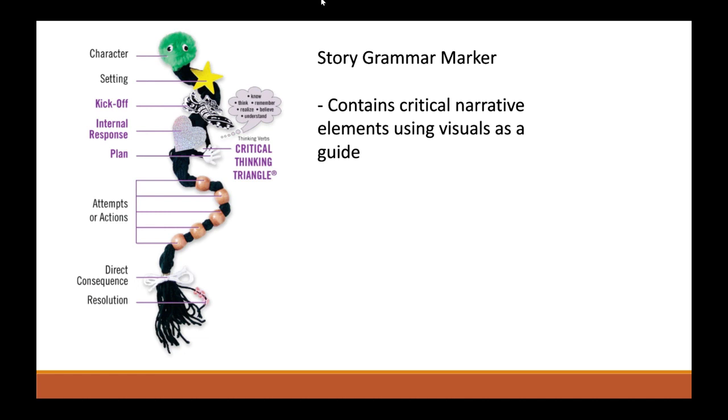So you guys may have heard of the story grammar marker. It is a purchasable material, and they've got a lot of other materials on their website, but the idea can be used in other formats. You can make your own materials, but the basis is that it contains the critical narrative elements using a visual guide. So here on the left, we see the character, setting, kickoff, which is what instigates the actions, the internal response of the characters, and then the plan, and then all the attempts and actions, the direct consequence of those attempts and actions, and then finally the resolution.